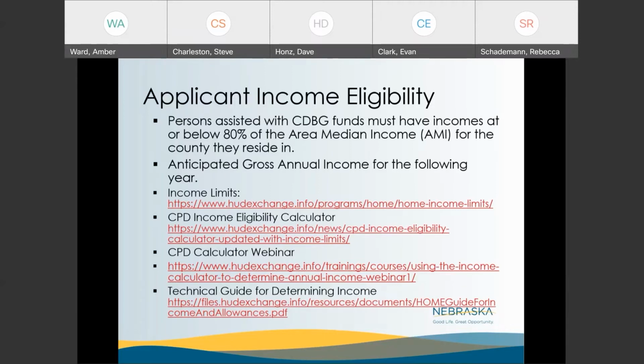We have a few links and tools here to really help you out with determining the income. Big item is just make sure you know the AMI specific for your county from the income limits, and then you'll determine income items from there, the CPD income calculator there. And then the webinar, the link right there, it's a little dated, but it's still helpful, helps you kind of walk through how to use that. And then if you're still unsure, there's the HOME guide for determining income, but those are tools you can use if you're not sure how to determine or how to income qualify a family.